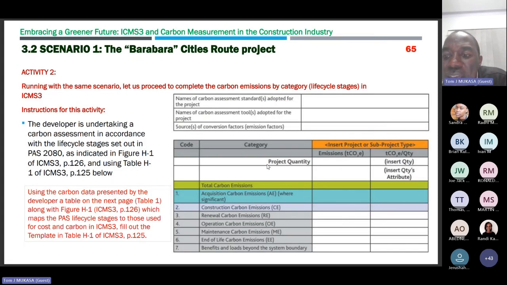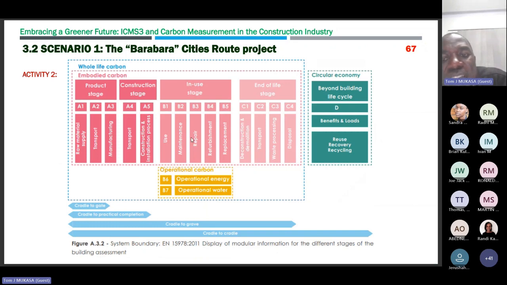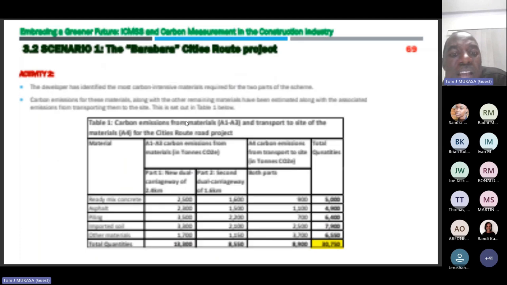But from there, you can see that this is the table where we do the carbon under the various categories. We have acquisition, which is normally negligible, construction, renewal, and all those. And the values have been provided. We follow this table to compute embodied carbon, then whole life carbon. So this shows the boundaries. And this is another presentation. You need to get comfortable with this presentation because it is the one which will guide you on how to allocate the carbon. And again, this one comes in as a reminder.